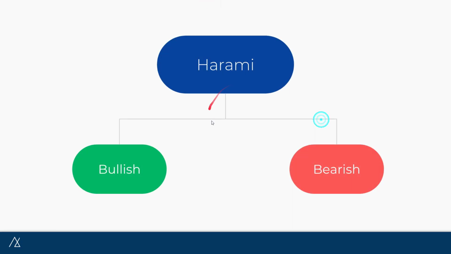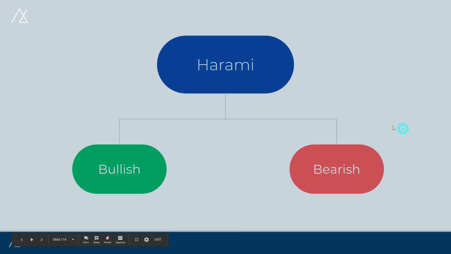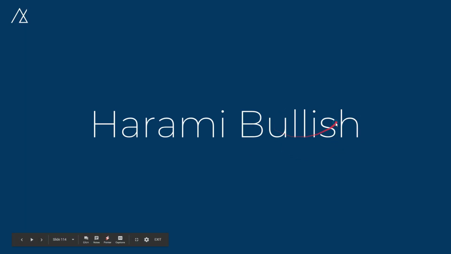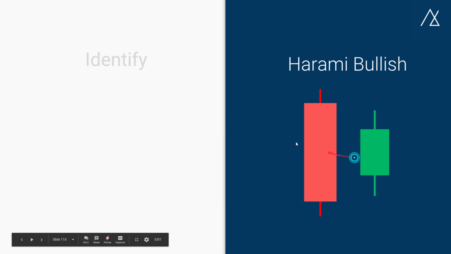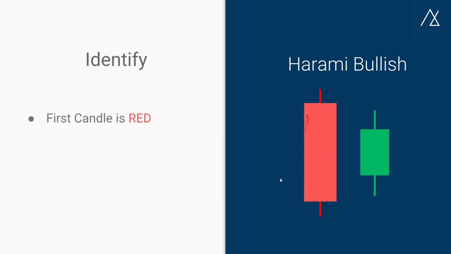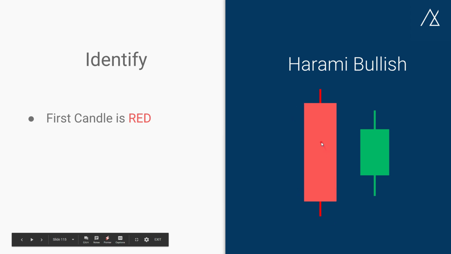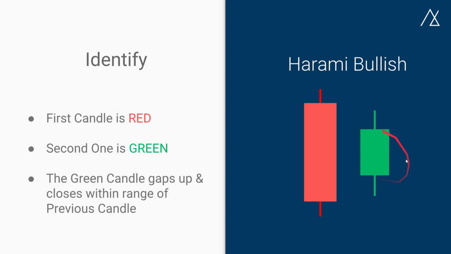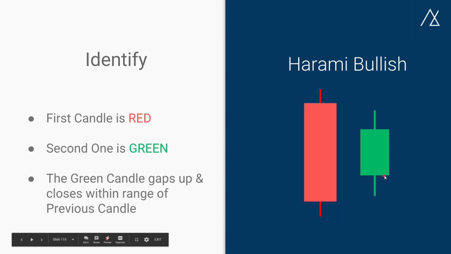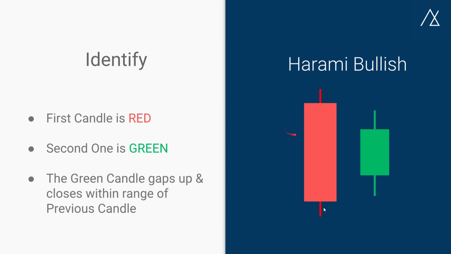Now the next candle pattern we are going to talk about is Harami, bullish and bearish. It is totally opposite of an engulfing pattern. So how to identify it? The first candle is a big red candle, and the second one is a green candle. The green candle gaps up and closes within the range of the previous candle. The only logic which satisfies a trend reversal pattern here is that the second candle has gapped up, but still it is in the range of the previous candle.